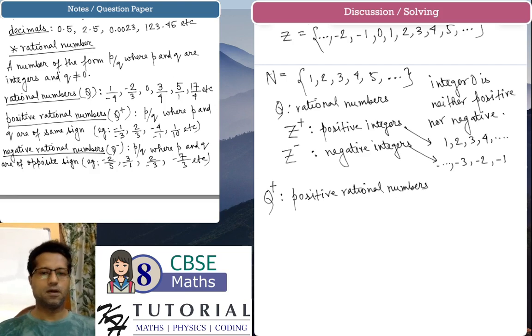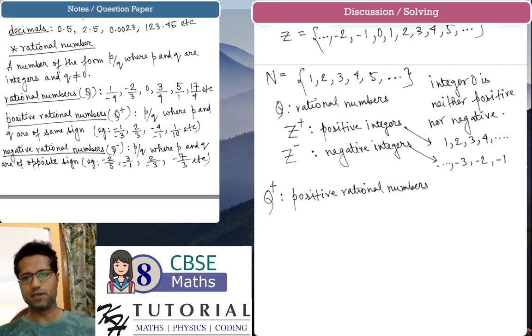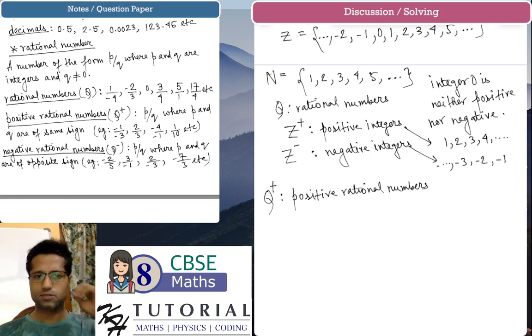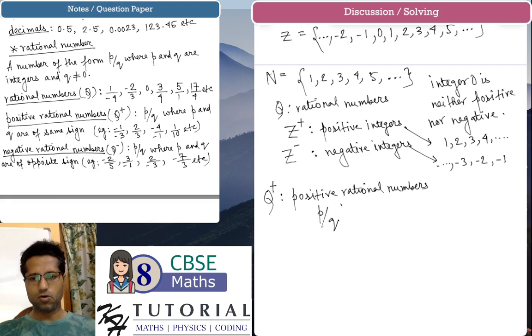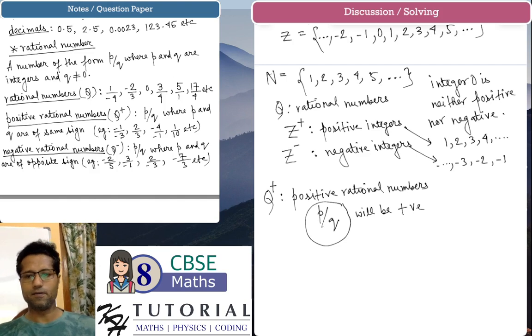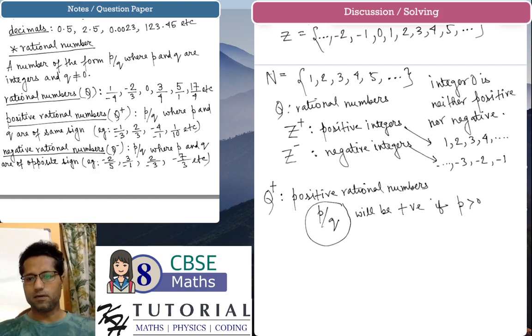Now what are positive rational numbers? Positive rational numbers are those rational numbers that are positive. Now a rational number is of the form P by Q, with two parts, P and Q. When will this whole P by Q be positive? Using short notation, instead of writing the word positive, I am writing this. It will be positive if P greater than 0 and Q greater than 0.